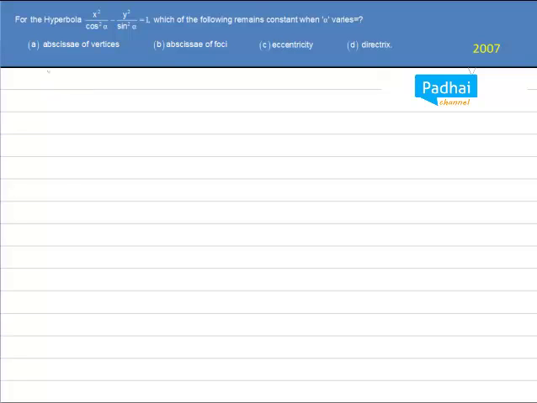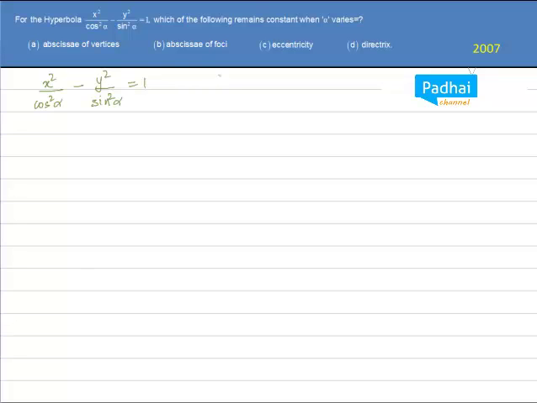Okay, now let us take another 2007 problem, which says that for the hyperbola x square by cos square alpha minus y square by sin square alpha equal to 1, which of the following will remain constant even if the alpha sign varies?